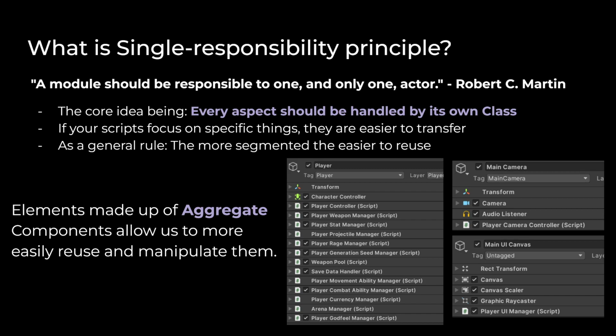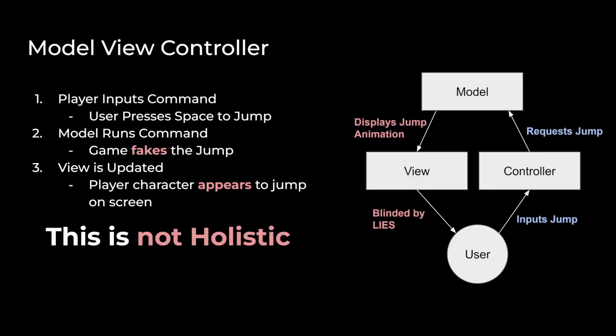On the right, I've got two different things as well, and they're good examples of those elements being used on just one thing. There's a player camera controller, just one thing on it. It's not that crazy. The same goes for the UI canvas, where there's a UI manager. Those elements alone can be moved around and shifted and changed in different ways.